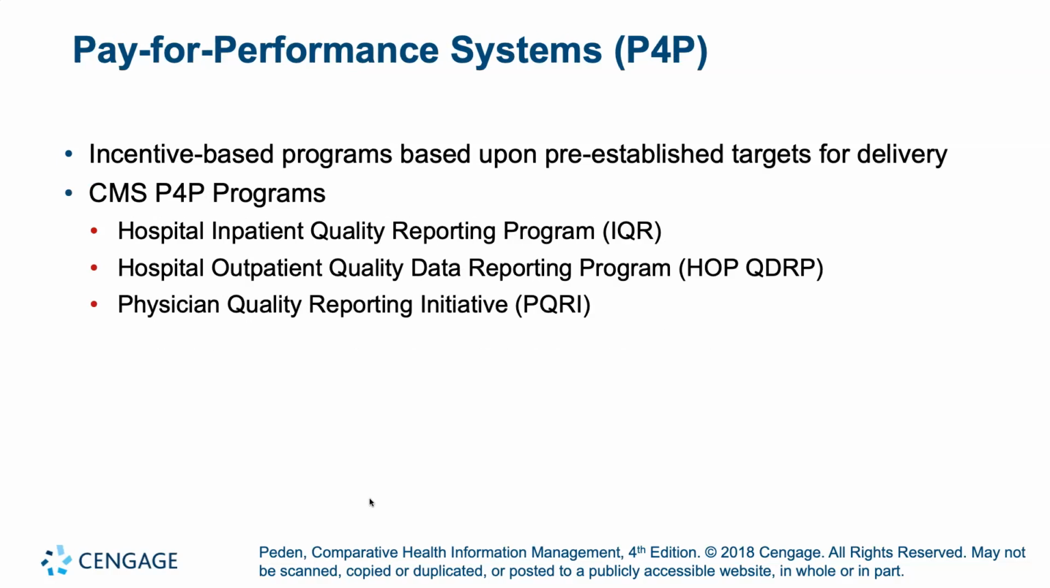Pay for performance systems, what are those? Those are incentive-based programs that are based upon pre-established targets. Essentially, CMS tells you what you need to hit in certain areas, and then you are required to monitor those areas and report. And these are some of the programs that they have and some of the reporting that they require. And again, when you do reimbursement, the reimbursement class, we will get into a lot of this.